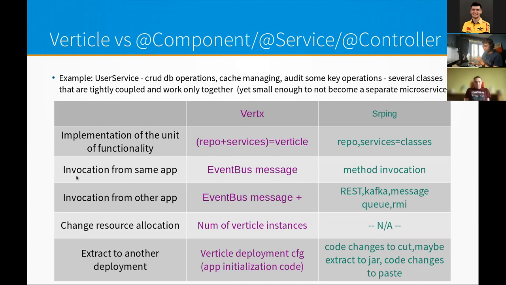Next one. So how does the invocation within the same application look like with Spring and Vertx? In Spring, this is just method invocation, for example, from your controller level. You are accessing the business logic level just by calling a method. That is true for any type of controller. For example, if you have a controller that is providing a gRPC interface, it still ends up calling the same exact method, just like your REST controller.